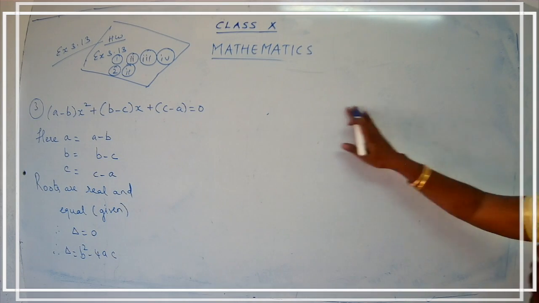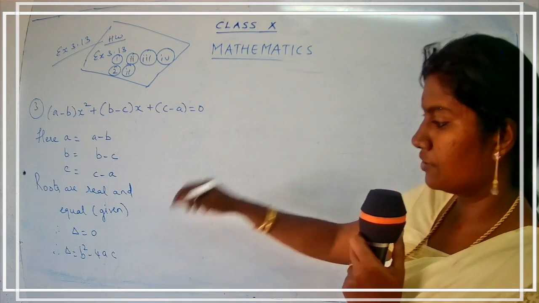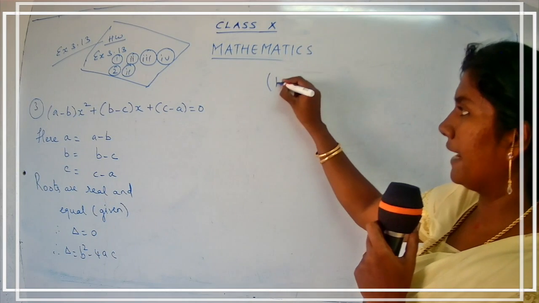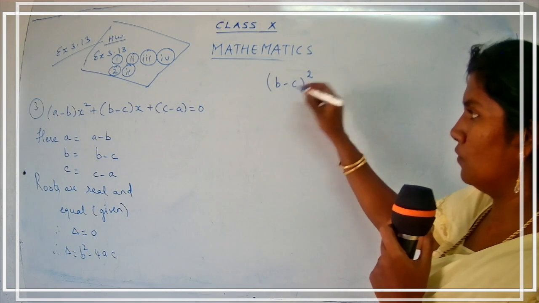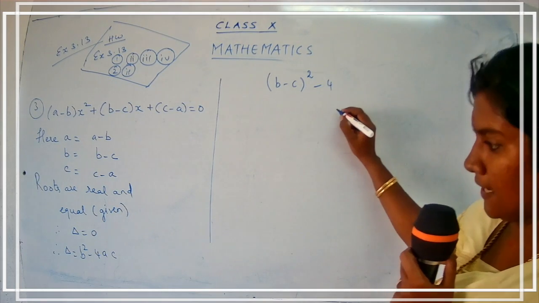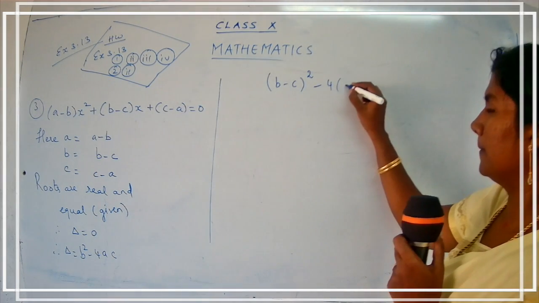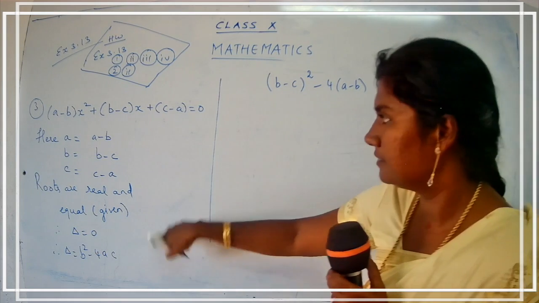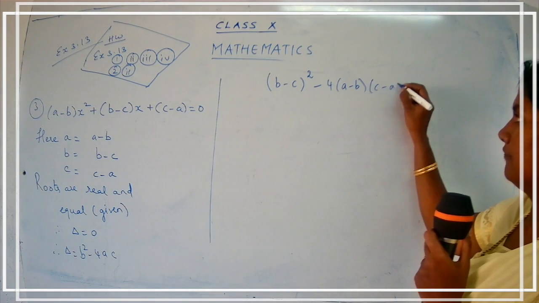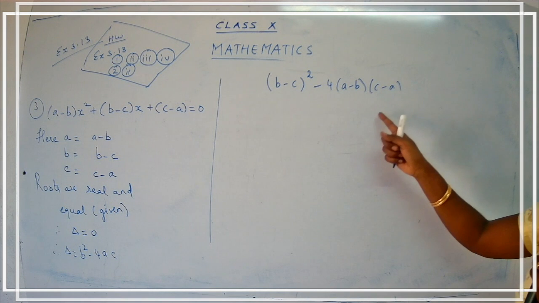I'll write down here: delta is equal to, or I'll directly substitute the value. B square is, put a bracket now, okay children? B minus C the whole square minus 4. A is what? A minus B. And what is C? C minus A. See children, for sum number 2 only we multiplied twice because here 1 was there. So no need to worry.